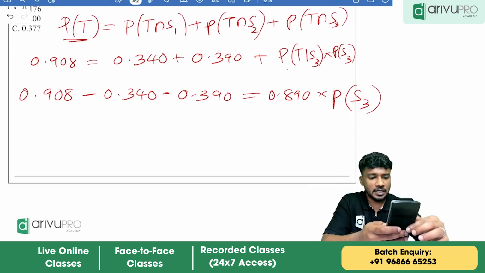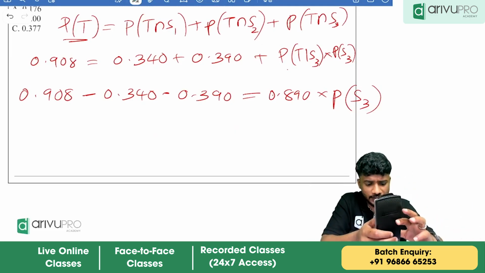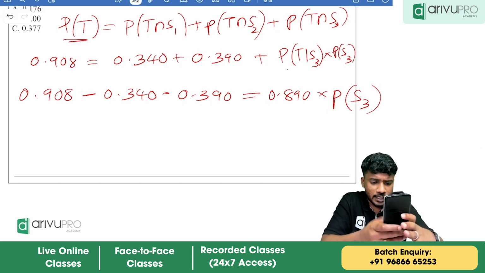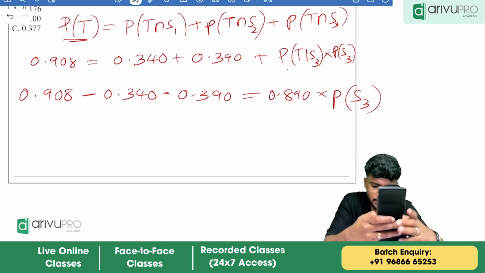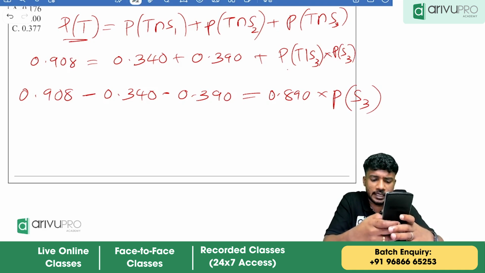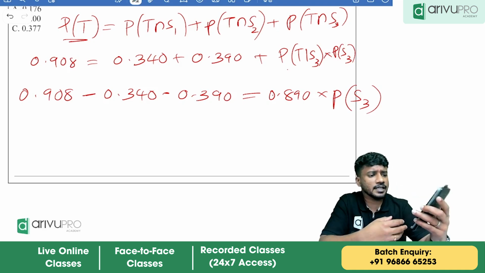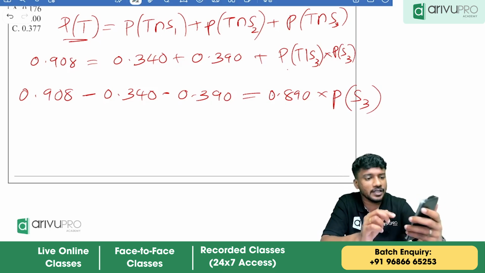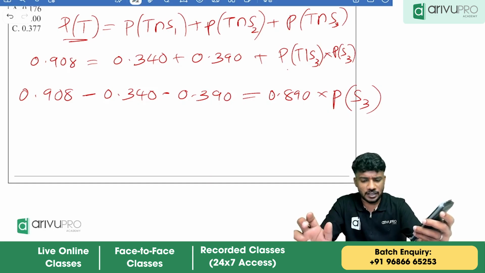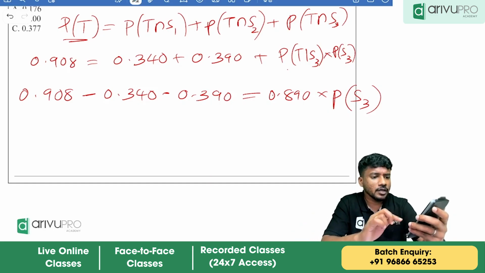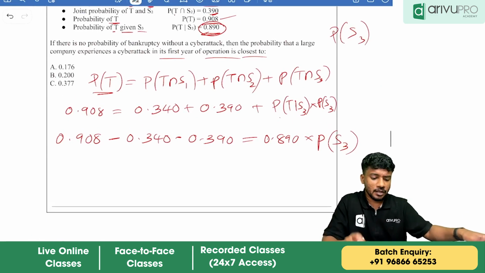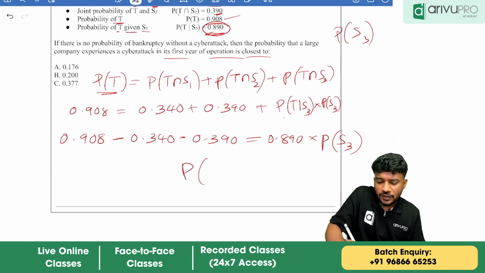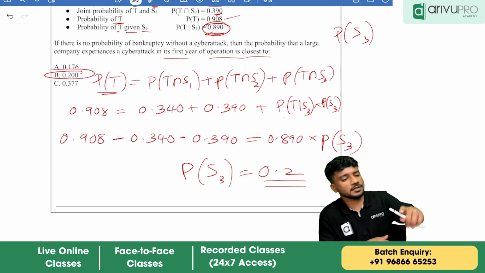So first find the left hand side. Turn on the calculator. That is 0.908 minus 0.340 minus 0.390 equal to, you will get the left hand side as 0.178, divided by the coefficient of P of S3, that is 0.890, which is equal to how much? Are you getting P of S3 is equal to 0.2? So option B is your answer.